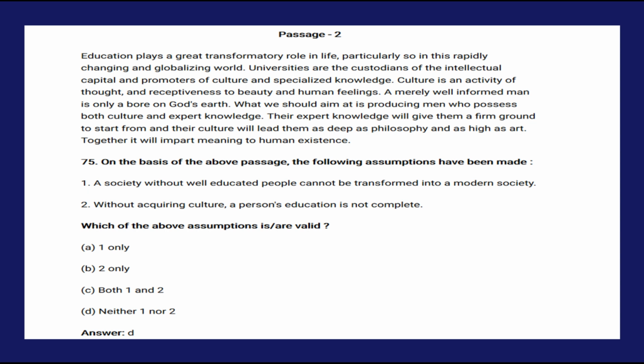Question 75. On the basis of the above passage, the following assumptions have been made. First, society without well educated people cannot be transformed into a modern society. Second, without acquiring culture, a person's education is not complete. Which of the above assumptions is/are valid? Option A, first only. B, second only. C, both first and second. D, neither one nor two. And the answer is option D, neither one nor two. None of the statements are valid.